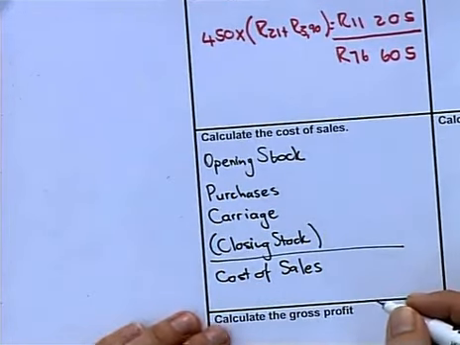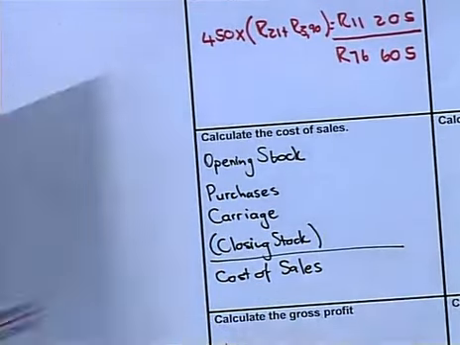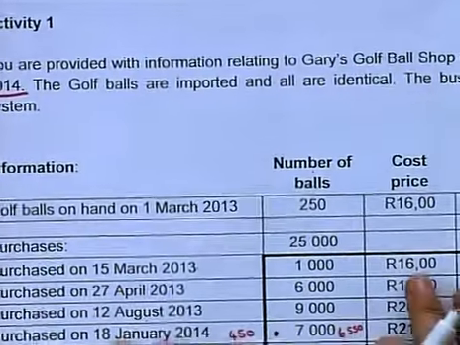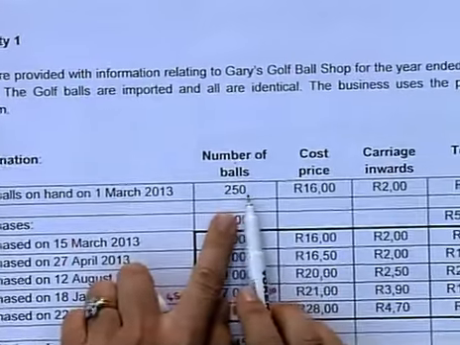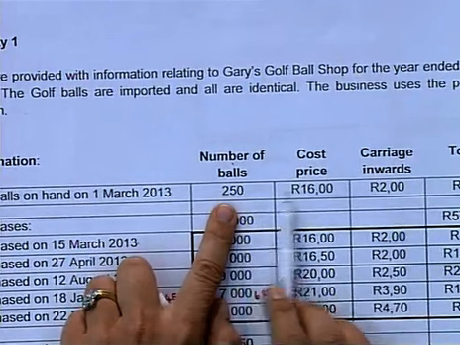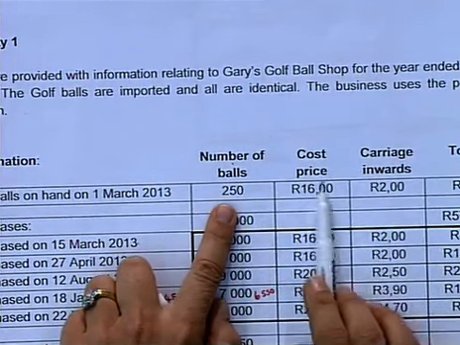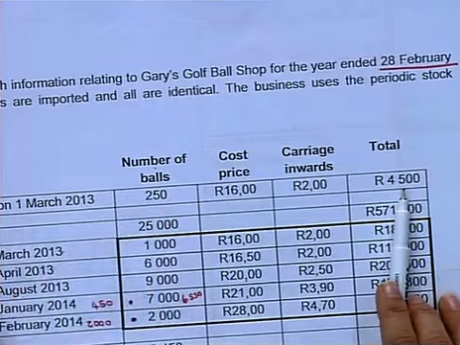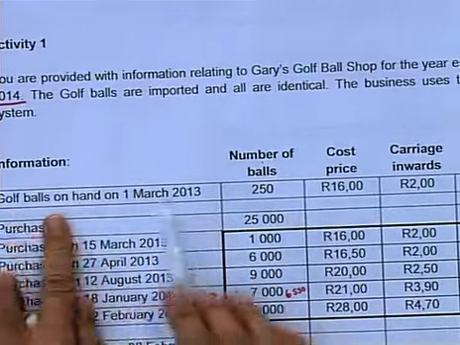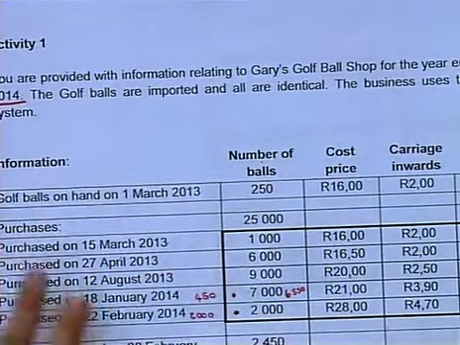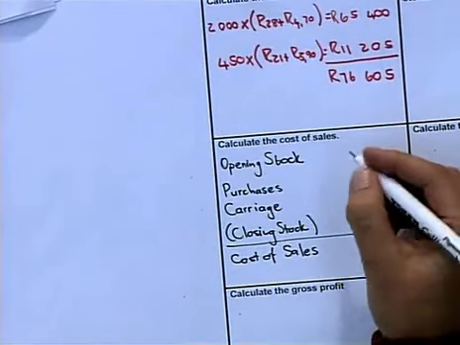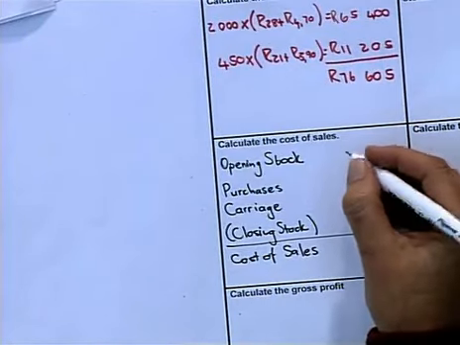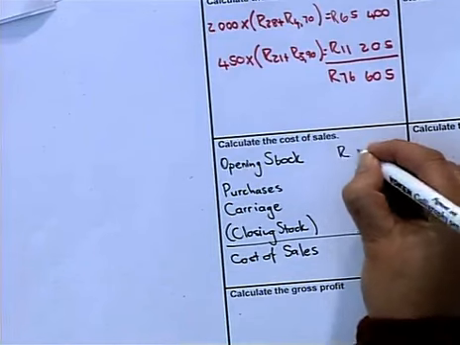Okay, let's find the opening stock. It says it right there, 2,500 balls, that's the price, that's the total. Information, it says golf balls on hand. So we're going to go opening stock, 4,500 Rand.